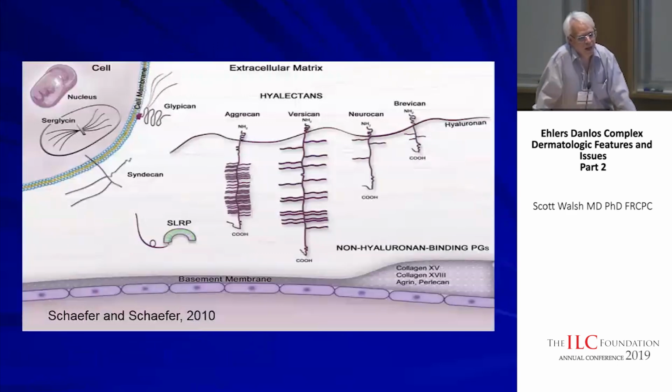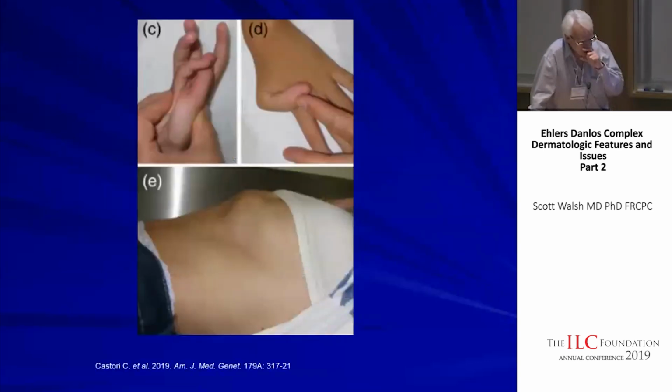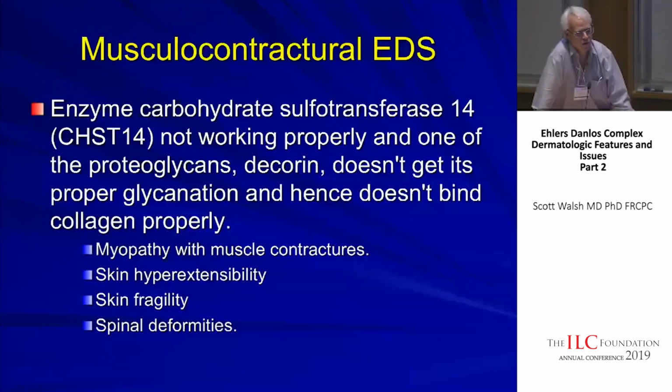This is just a schematic showing that there's a whole bunch of different proteins. They all have different names. And the interesting part is that we're seeing that some of these proteins are being described as the very newest entities in Ehlers-Danlos because they have an effect on collagen. So this is where one of those proteins doesn't work properly. It doesn't get its proper sugar. So you can see hypermobility, and you can see an abnormality of the chest where it looks like a pigeon's breast called pectus carinatum. And this is musculocontractural EDS.